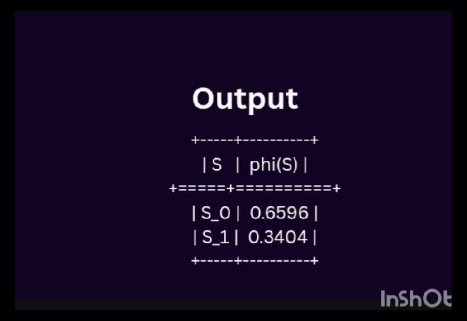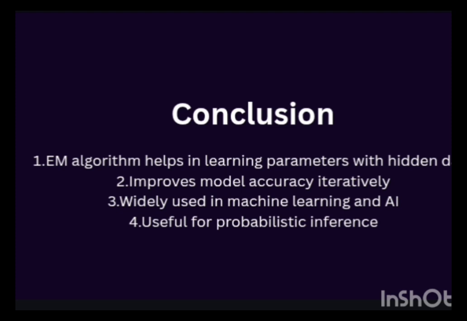Conclusion. In conclusion, the EM algorithm is a powerful technique for handling incomplete data. It helps in learning model parameters and estimating hidden variables effectively. It is widely used in machine learning, artificial intelligence, and probabilistic models.